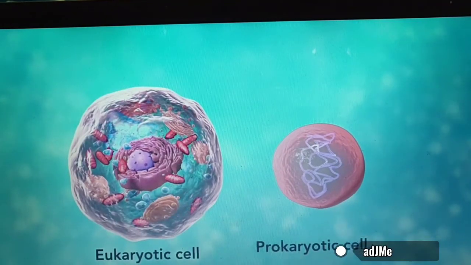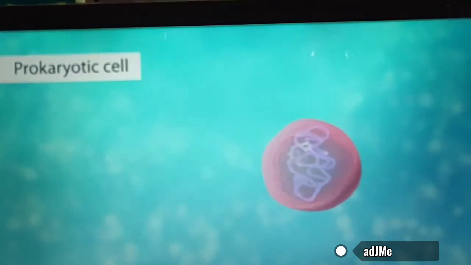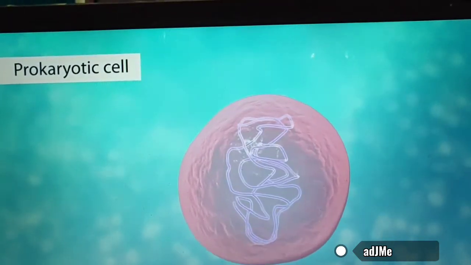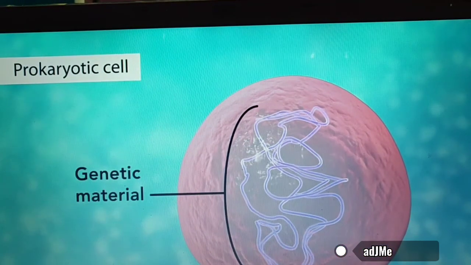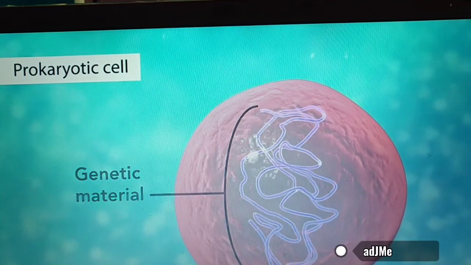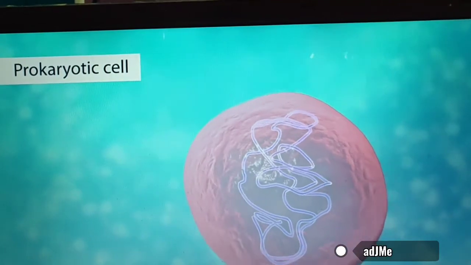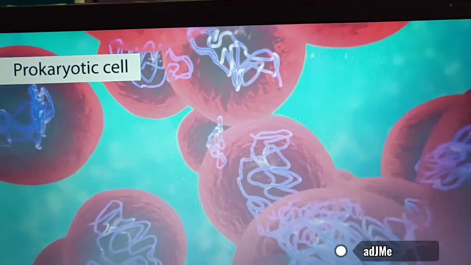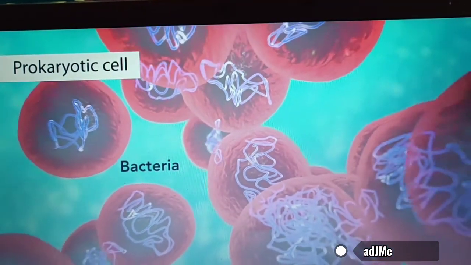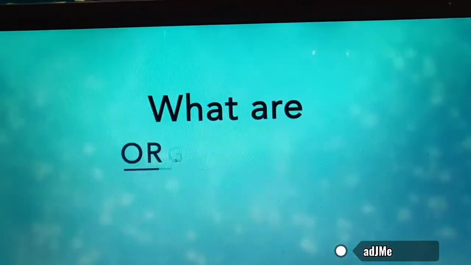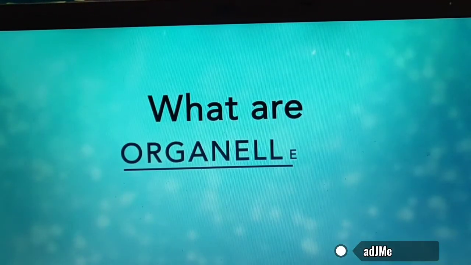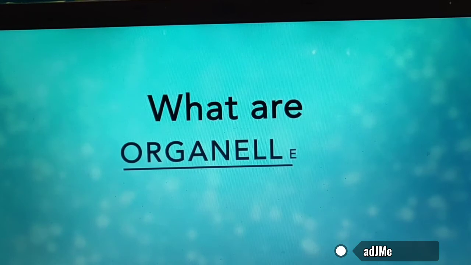And this DNA that is found in a prokaryotic or a eukaryotic cell is responsible for controlling all our characteristics, like eye color, hair texture, intelligence, memory. All these are controlled by this so-called DNA. And so we call this DNA genetic material.